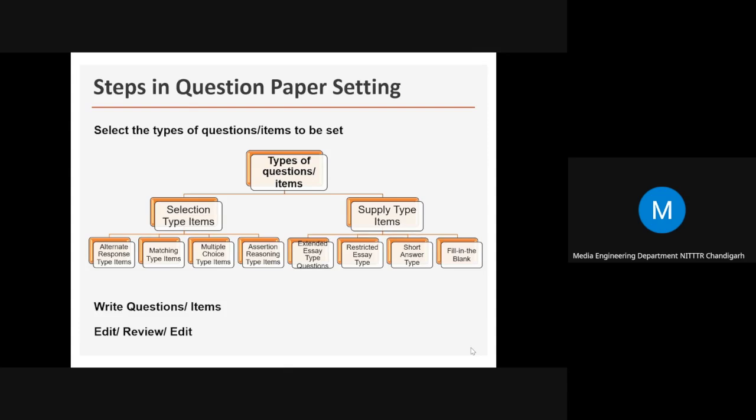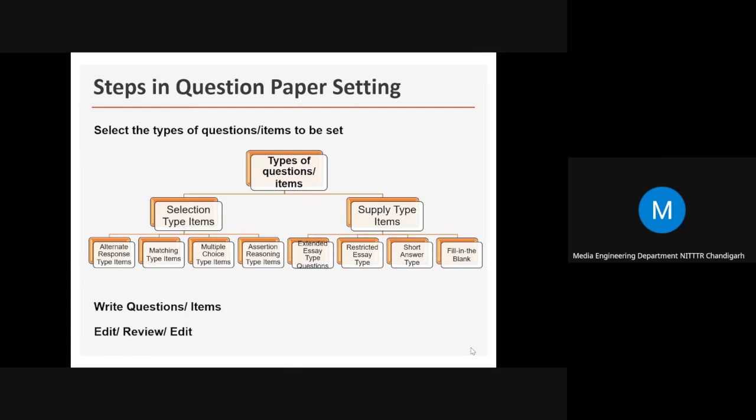So such kinds of questions come under the selection type. Supply type means fill in the blanks, short answer or long answer questions. So these come under the supply type. We should select the appropriate type which is suitable for the given level with respect to the topic for which we want to write the question. We should write the questions and items.